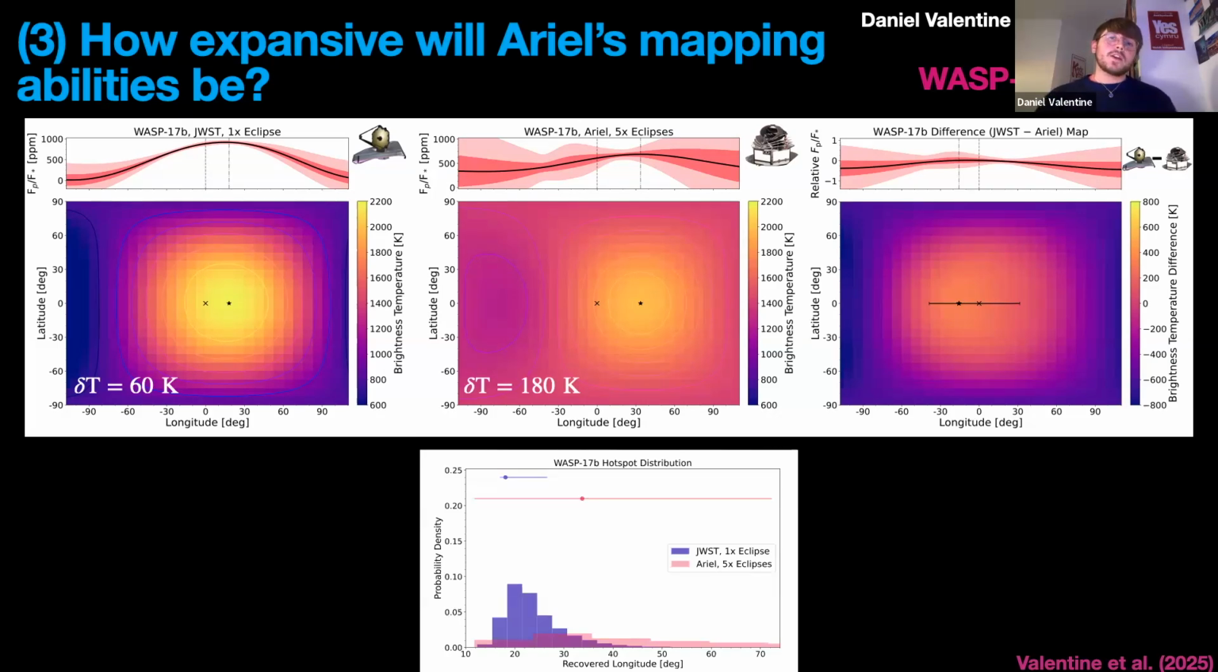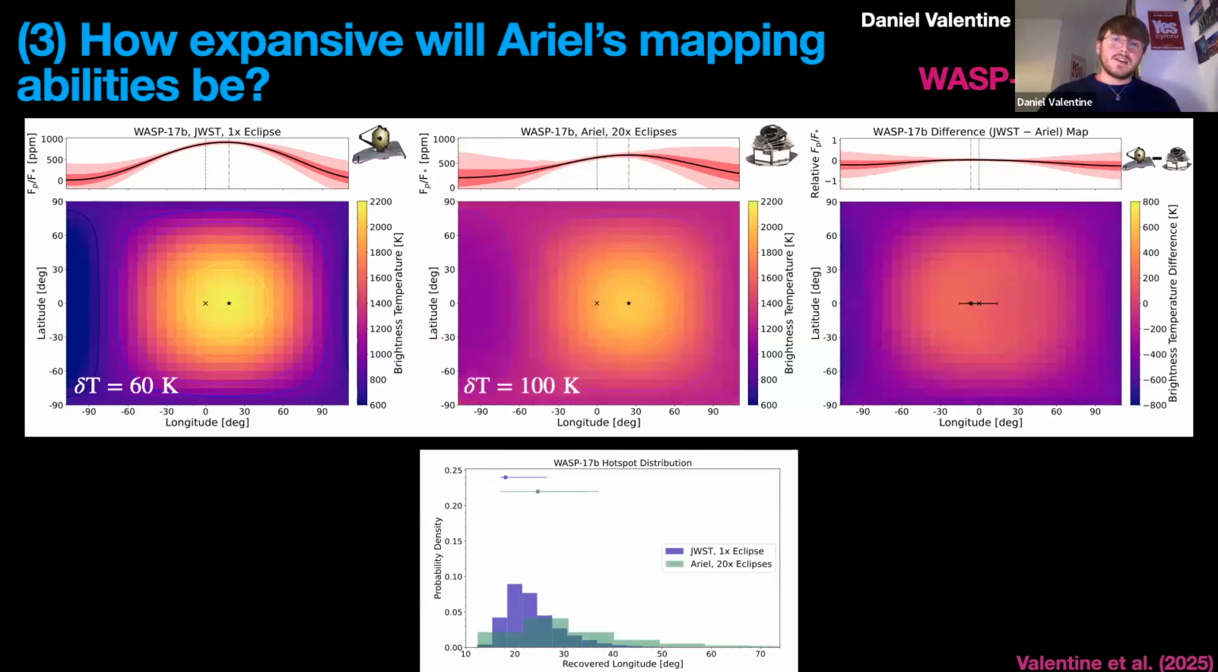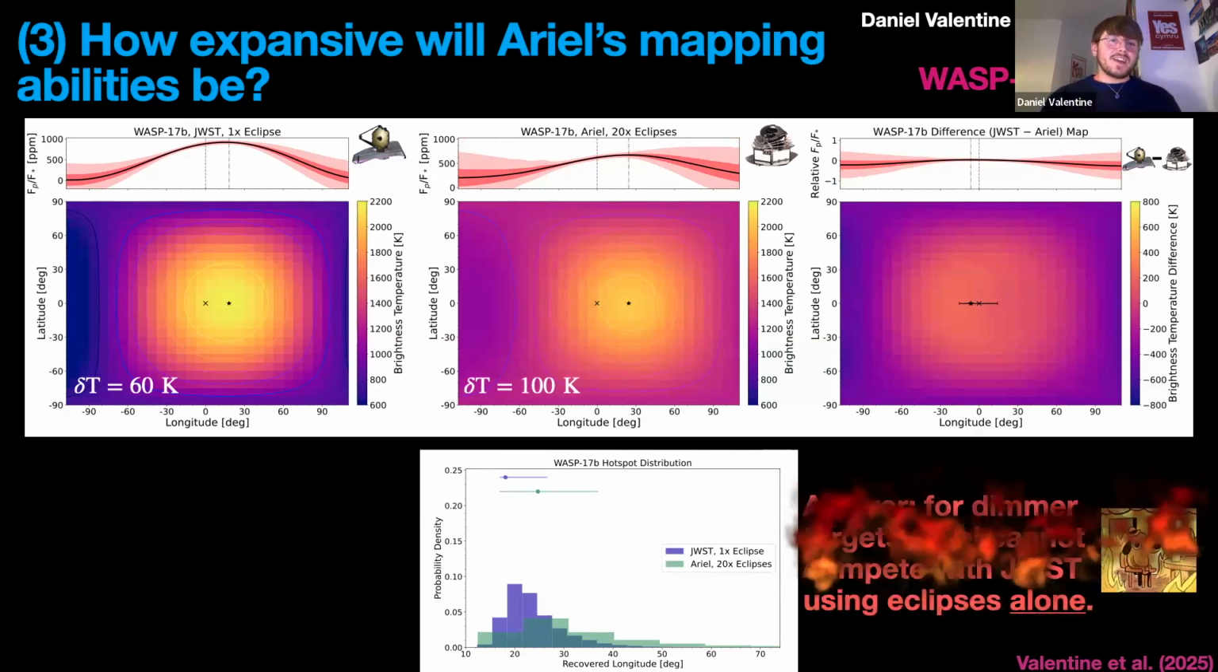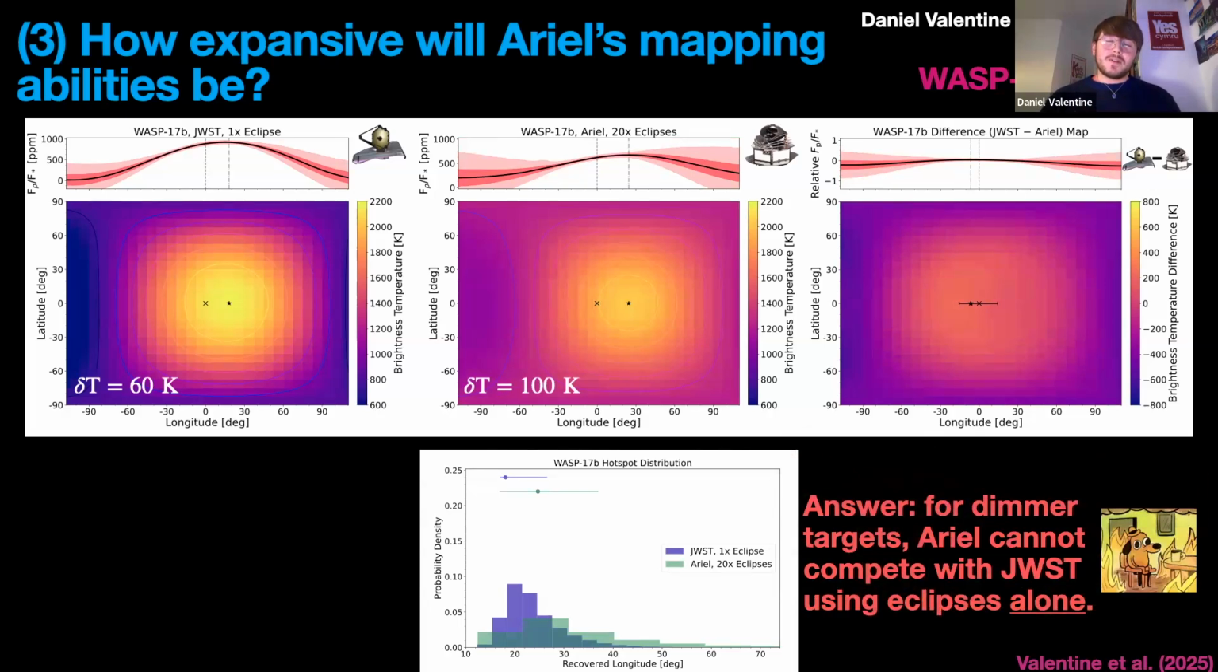So if we try upping our number of observations now to Ariel's upper limit per target of 20, then Ariel starts to better compete with JWST, but it still can't quite match its constraints, and nowhere near well enough to justify using 20 times as much observing time. So the unfortunate conclusion here is that for dimmer targets, Ariel cannot compete with JWST using eclipses alone. But the key wording here is that: using eclipses alone.